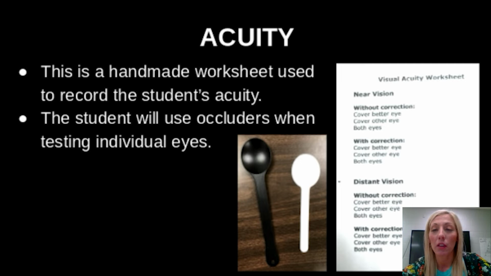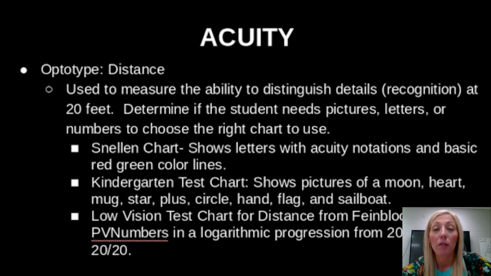So we're going to start with the different charts that we use. For distance, this is when we're measuring from about 20 feet away. The first thing you need to do is determine if the student needs pictures, letters, or numbers to choose the right chart to use to get their distance acuity. Some of the charts that I reference on here: the Snellen chart uses letters, and it has the basic red-green lines for the color vision. The kindergarten test chart uses pictures. And then we have a low vision distance chart that uses numbers.